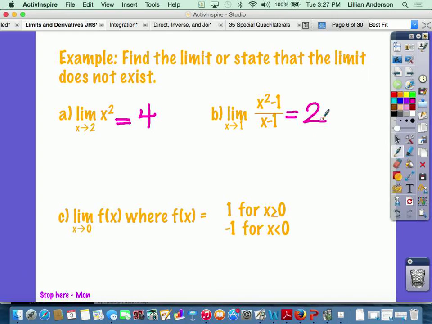Now for C, it's a little different. This is known as a piecewise function, because basically, it's a function that's been broken up into pieces. Remember, f of x equals y.